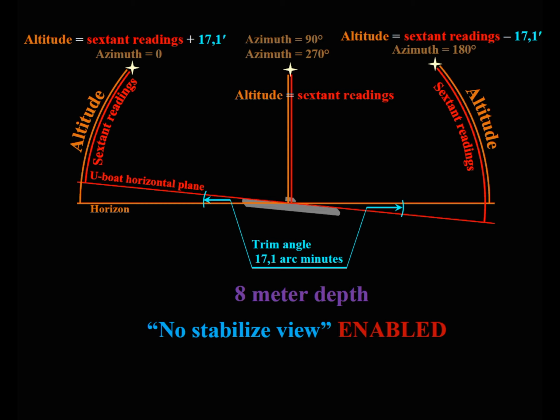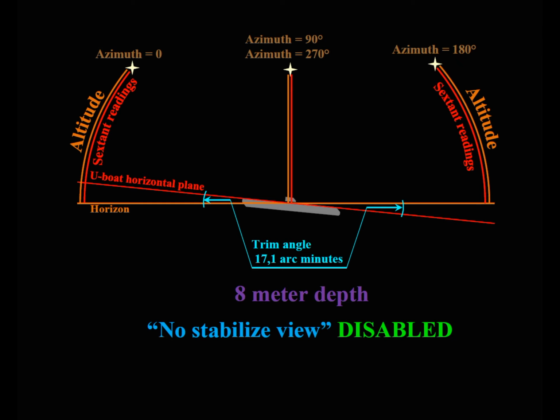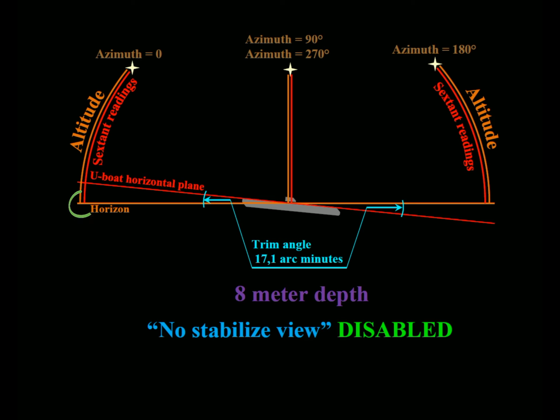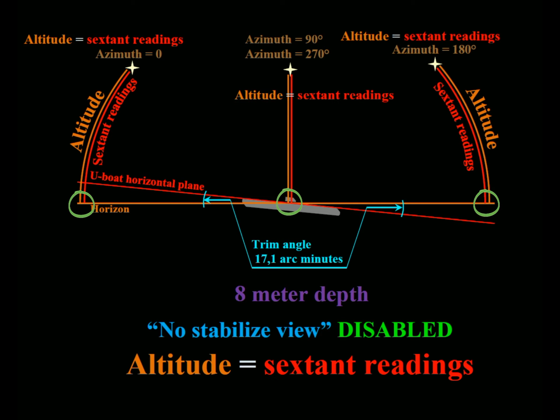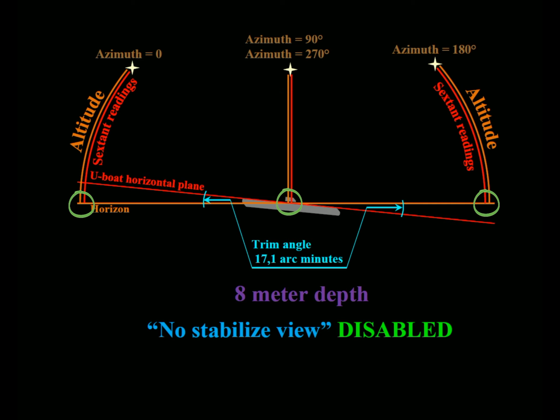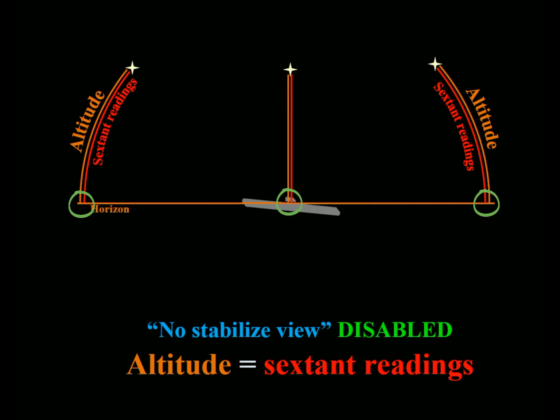It is not always convenient to select and adjust the position of the U-boat for altitude measurement. The best way to make celestial navigation comfortable is to disable the No Stabilized View option. In this case, the sextant readings will be counted from the horizon and no corrections are required. Trim angle does not matter now. Measurements can be taken at any U-boat position.